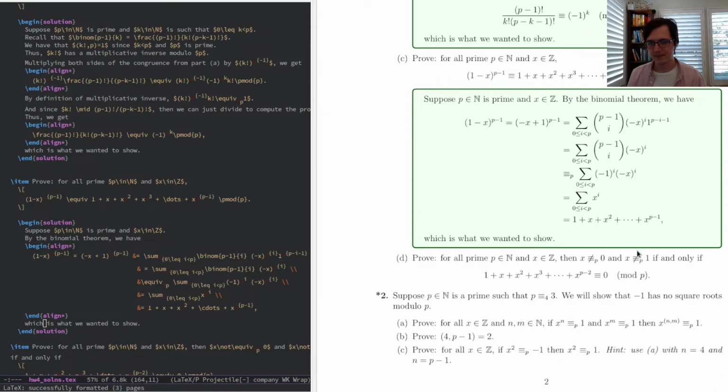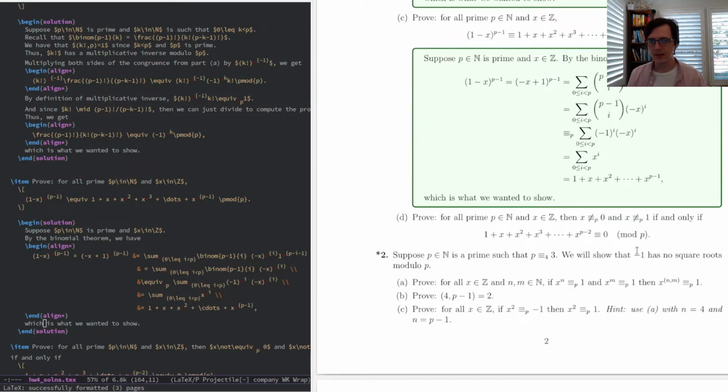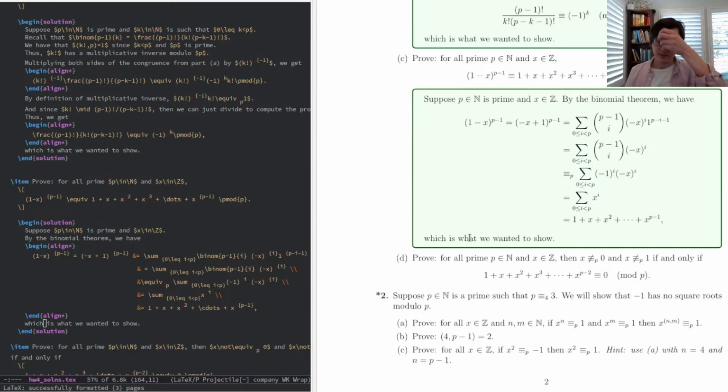Okay. Now what? So we've got this polynomial, and now we want to show that we can simplify it if and only if x is neither 0 nor 1 mod p.